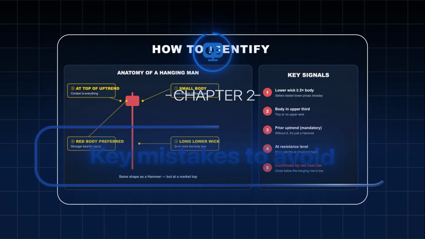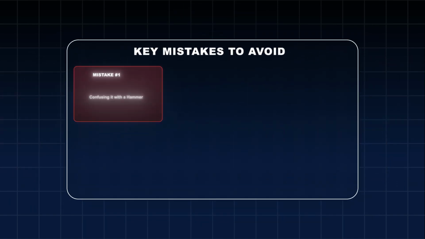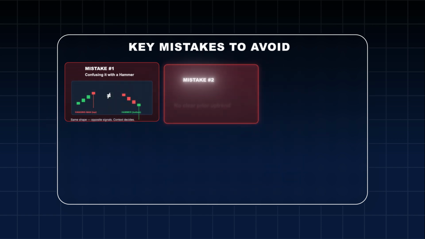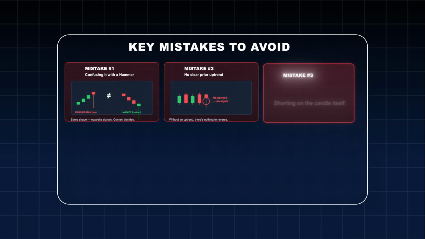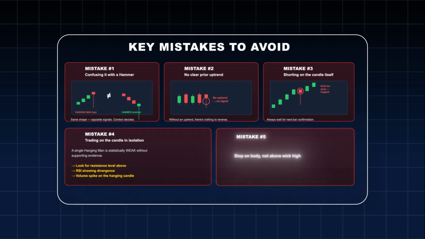Chapter 2. Key mistakes to avoid. Never confuse it with a hammer. The preceding trend is the only thing that separates them. Do not short immediately when the candle closes. Always wait for the next session to close below the hanging man's low. The stop belongs above the candle's high, not the body.